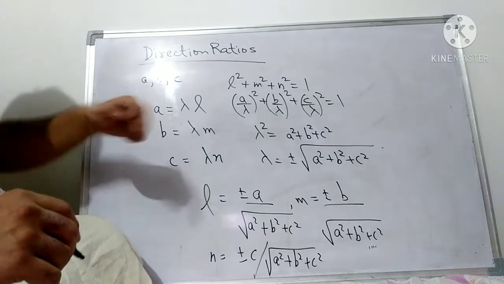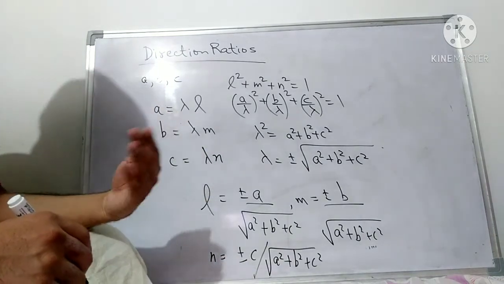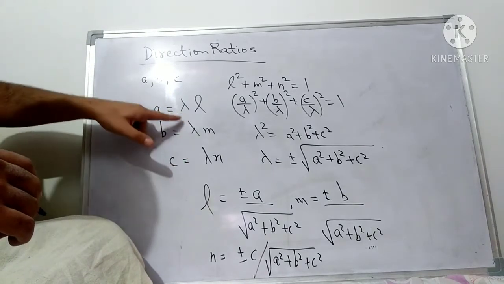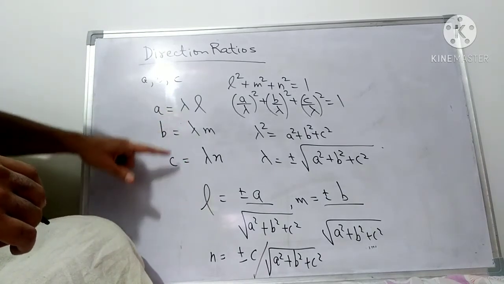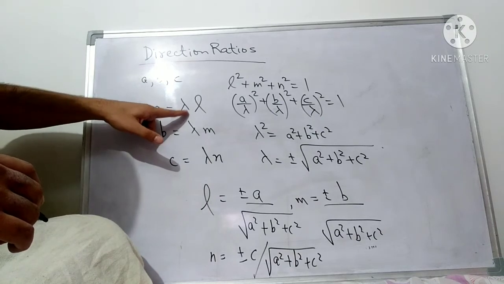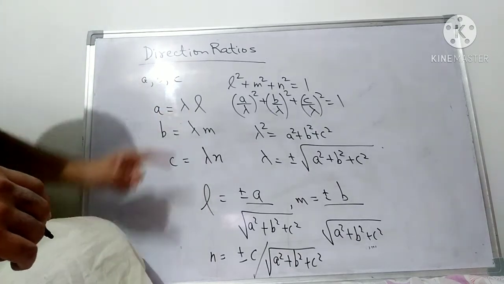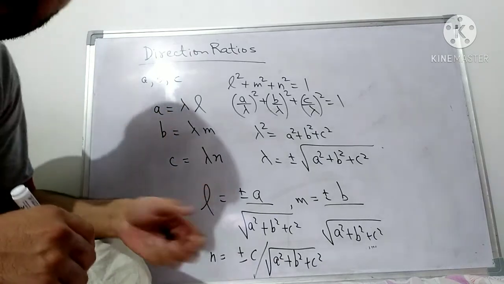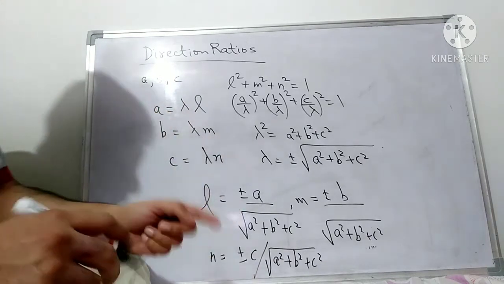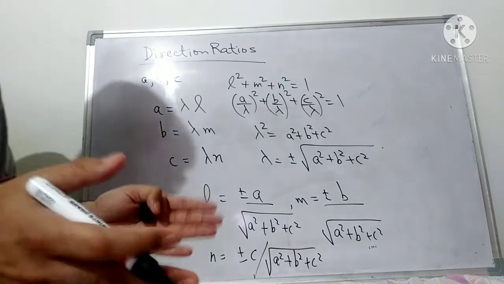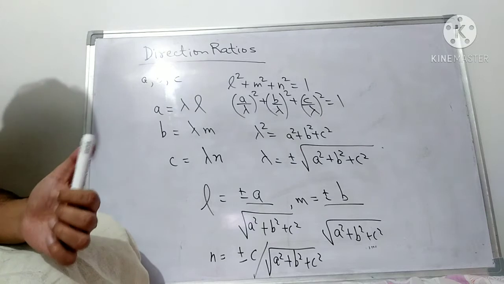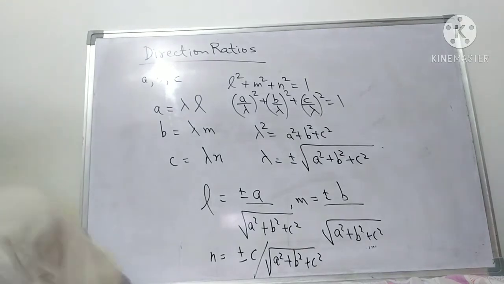Direction ratios can be many, because if I take the value of lambda as 1, then I get one set of direction ratios. If I take the value of lambda as 2, then I get another set of direction ratios. If I take the value of lambda as 3, then I get another set. So direction ratios can take infinite values, but direction cosines are always unique.